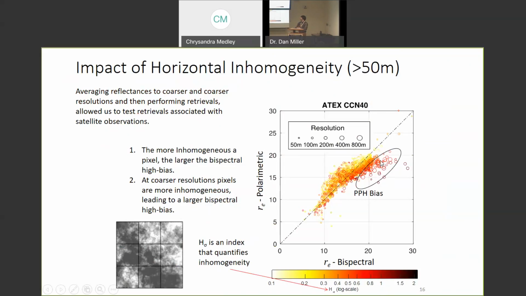And when the pixel is more inhomogeneous, and when you make the pixel size larger, they get more inhomogeneous too. So those two things lead to larger biases when you compare the two retrievals. The story is that it's actually not that the clouds are different. From the satellite perspective, you have to deal with another practical problem before you say your retrieval is right.